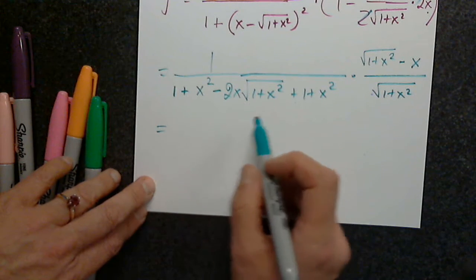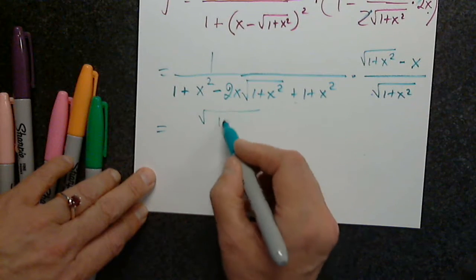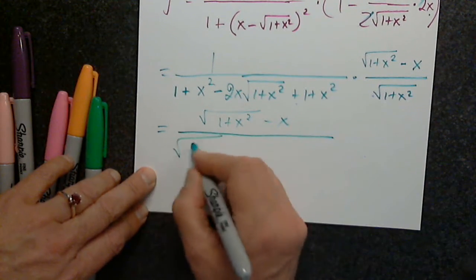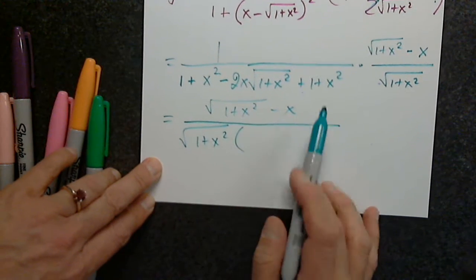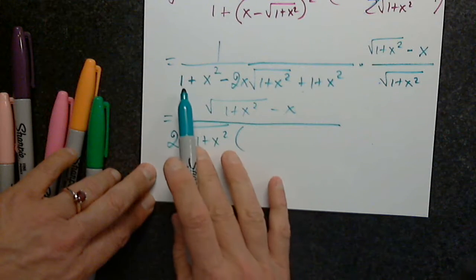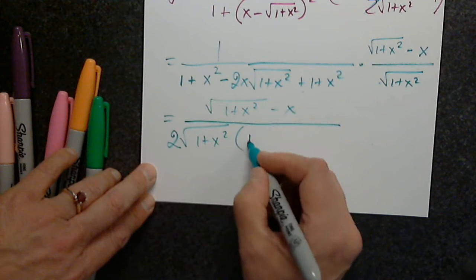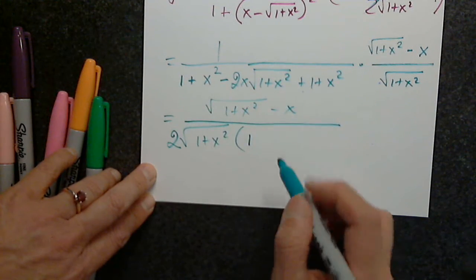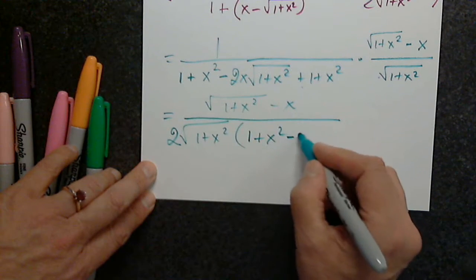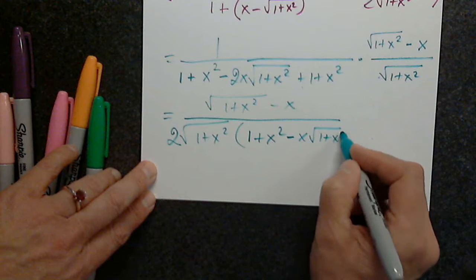Okay, so the numerator now is the square root of 1 plus x squared minus x. The denominator is the square root of 1 plus x squared. And here there is a 2 and another 2, so I can put a 2 in front. 1 plus 1 is 2, and I took it in front. X squared plus x squared is 2, but I took the 2 in front. And then this one is minus x, the square root of 1 plus x squared.